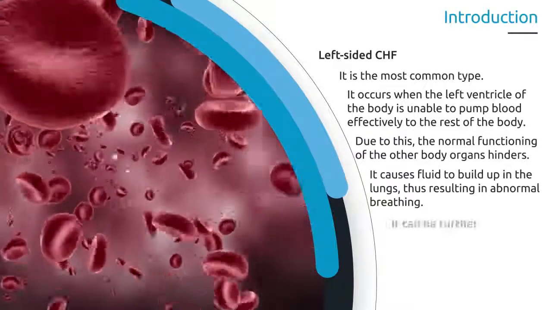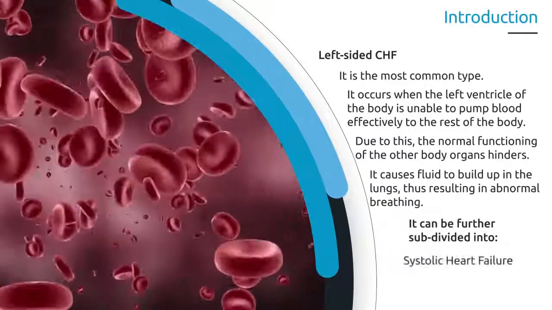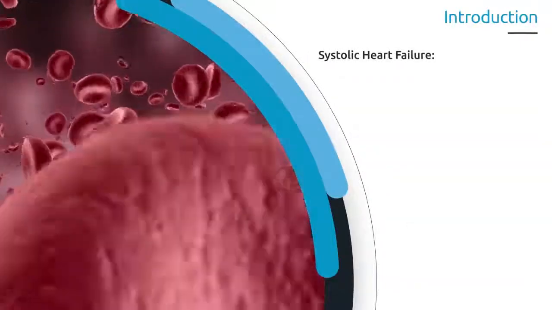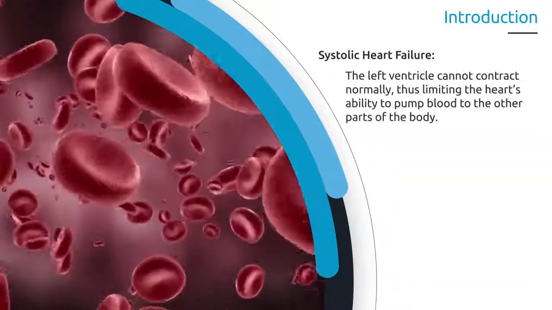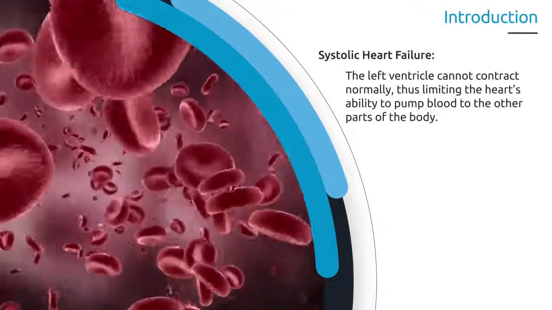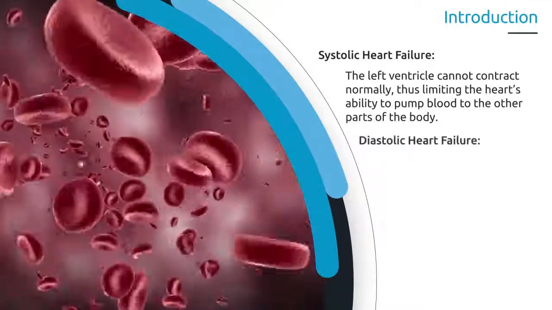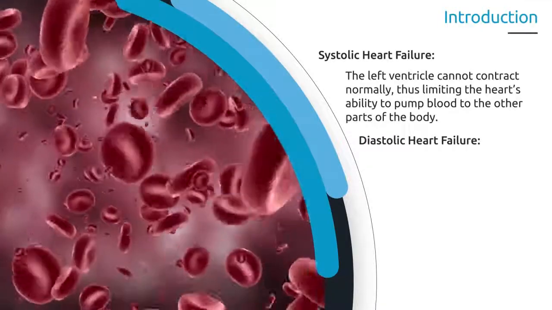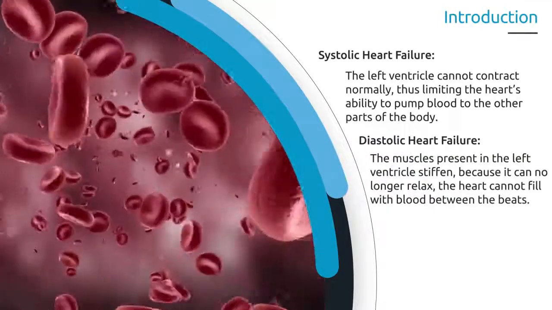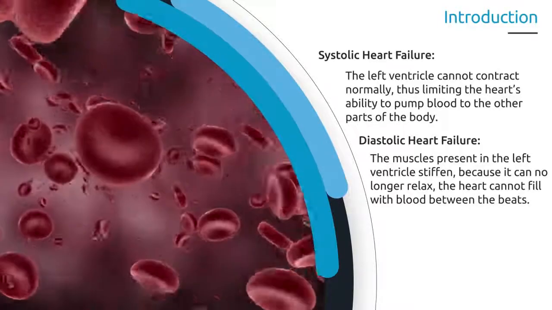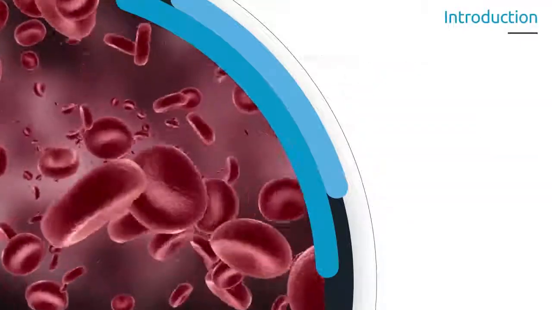Left-sided CHF can be further subdivided into systolic heart failure and diastolic heart failure. In systolic heart failure, the left ventricle cannot contract normally, thus limiting the heart's ability to pump blood to the other parts of the body. In diastolic heart failure, on the other hand, the muscles present in the left ventricle stiffen, because it can no longer relax. The heart cannot fill with blood between the beats.